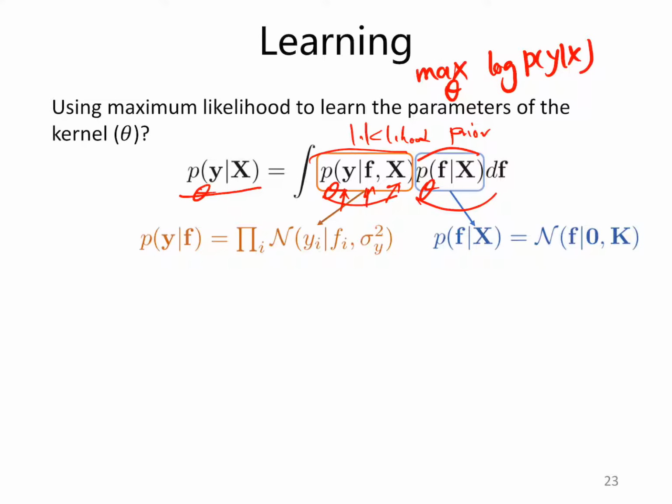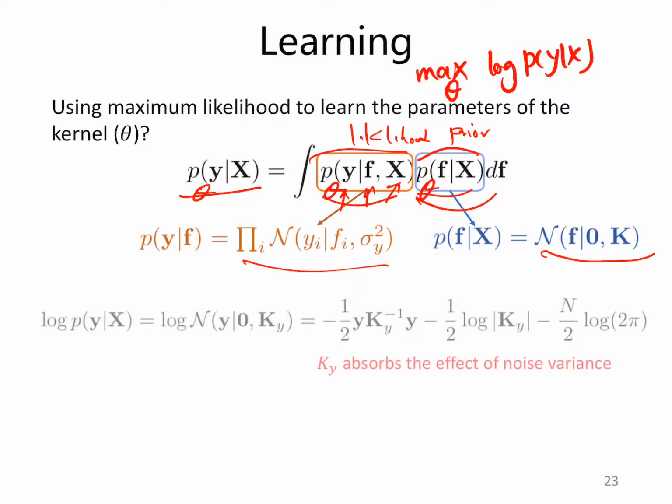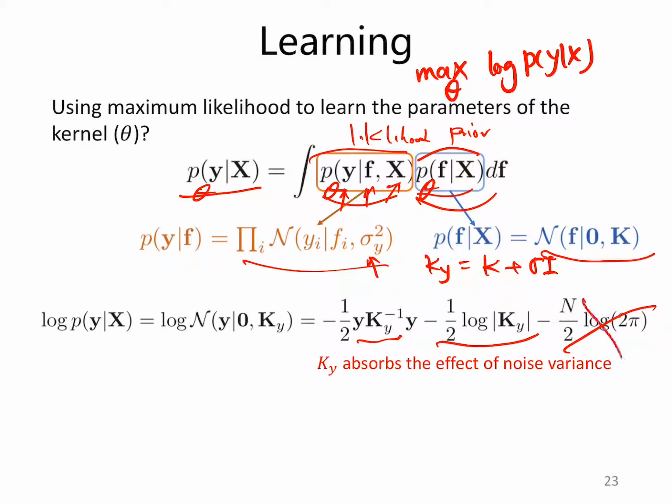Remember that this is my prior that is coming from a normal distribution. This is a normal distribution. If I put them together, my marginal likelihood is going to have a form that looks like this. I have K_y that basically absorbs the effect of my y. So my K_y is basically K plus sigma I. And this is basically the determinant of the K_y, and this is a constant.